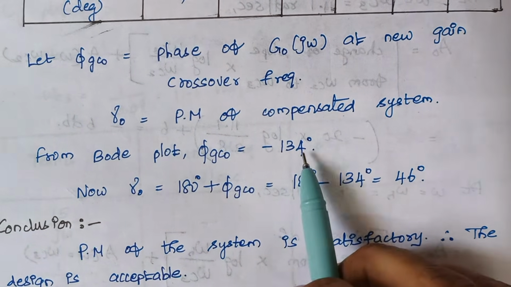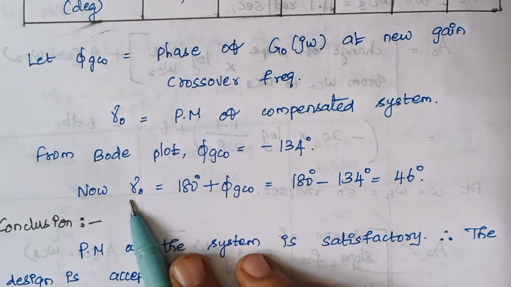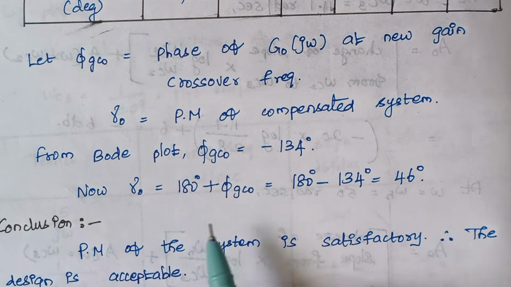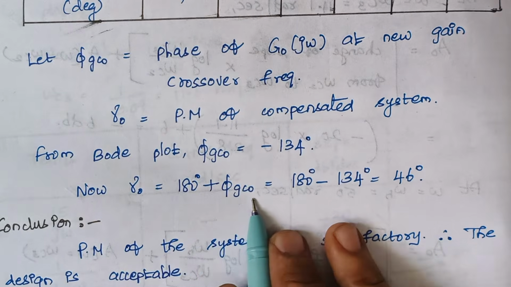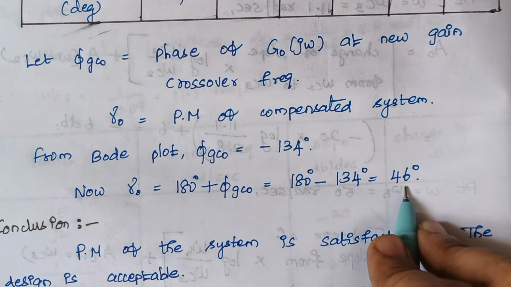So here again substitute this in the formula. That is the phase margin of the compensated system, denoted as gamma naught. So 180 degrees plus phi G C naught. So here 180 minus 134 gives you 46 degrees.